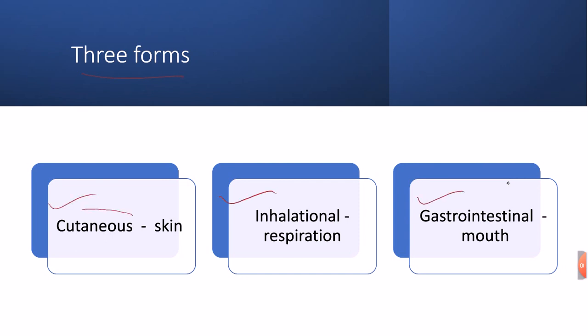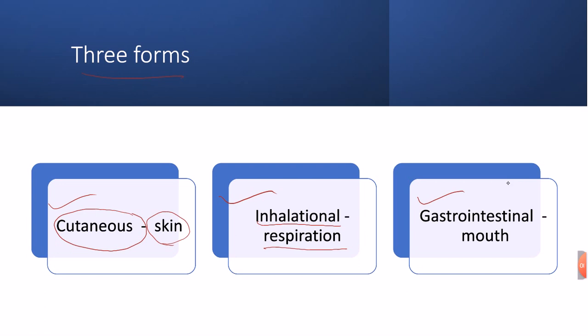The name cutaneous means skin, right? If someone gets this form through the skin, then the skin is going to suffer a lot. Inhalation is through the nose, from respiration. If the spores go inside the animal body through the nose, they inhale it and the spores go into their lungs. So their lungs, along with the alveoli, are going to suffer a lot.